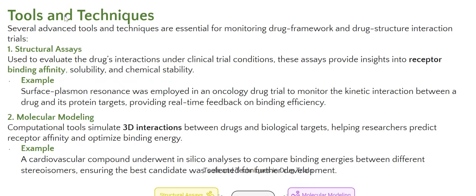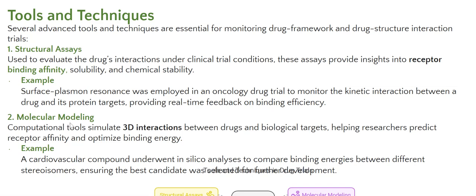Tools and techniques. Several advanced tools and techniques are essential for monitoring drug framework and drug structure interaction trials. Structural assays are used to evaluate the drug's interactions under clinical trial conditions. These assays provide insights into receptor binding affinity, solubility, and chemical stability. For example, surface plasmon resonance was employed in an oncology drug trial to monitor the kinetic interaction between a drug and its protein targets, providing real-time feedback on binding efficiency.